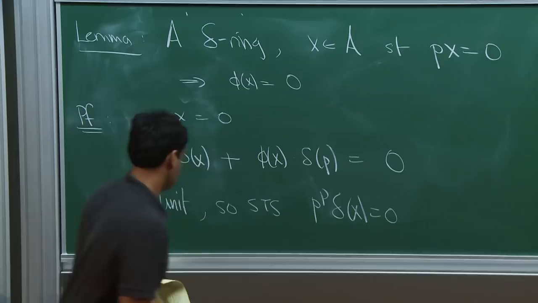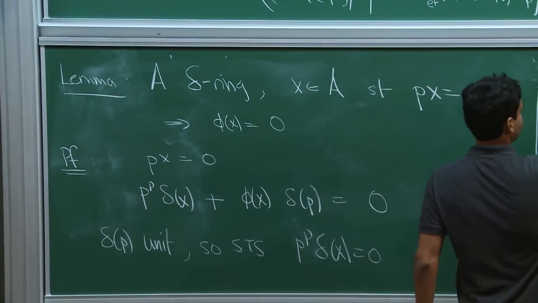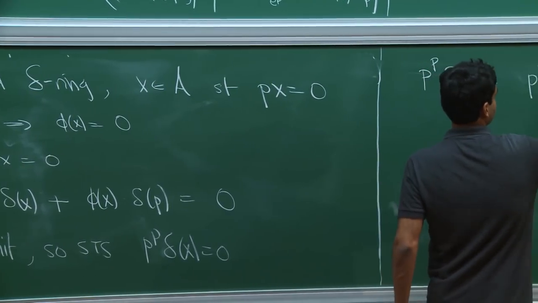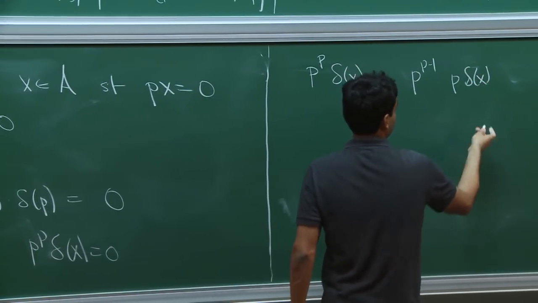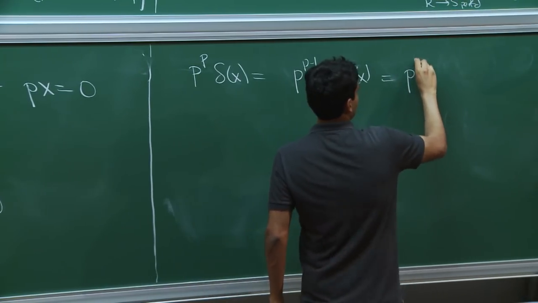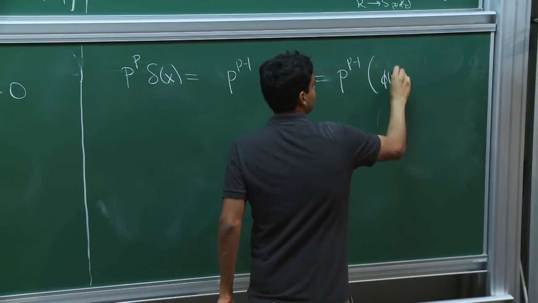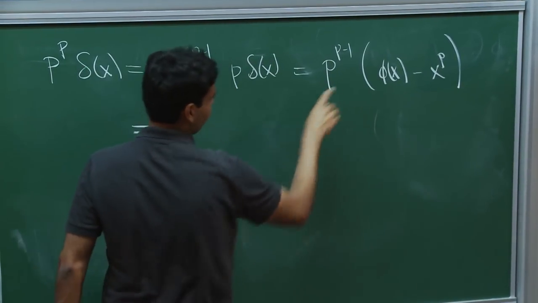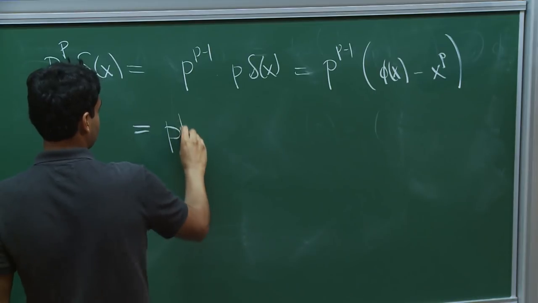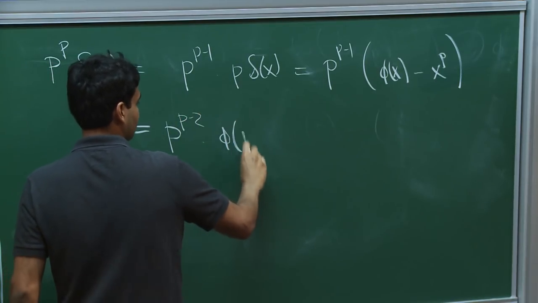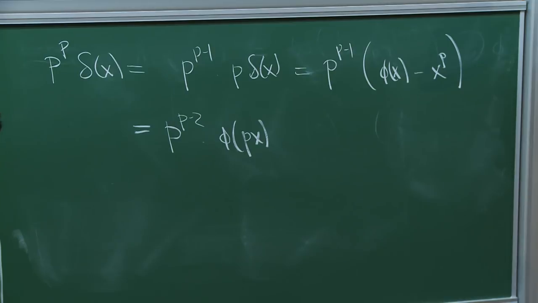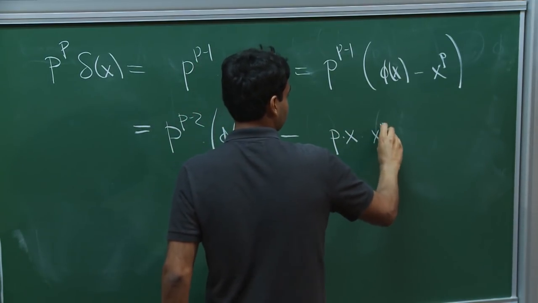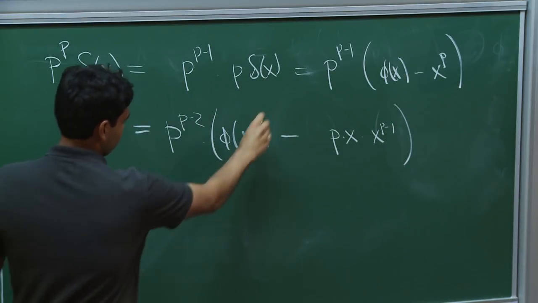But why would this be true? Well, we just do it. It's because p is at least 2, it's a prime. So p to the p times delta x, you can write as p to the p minus 1 times p delta x. Now p delta x has a nice formula. It's the Frobenius of px minus x to the p, which I can then pull another power of p inside. So I get p to the p minus 2 times Frobenius of p times x, Frobenius of p is always p, minus p times x times x to the p minus 1. And then both these guys are 0, because px is 0.